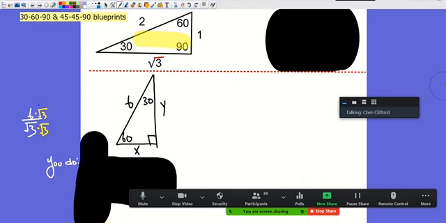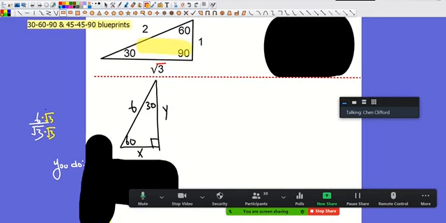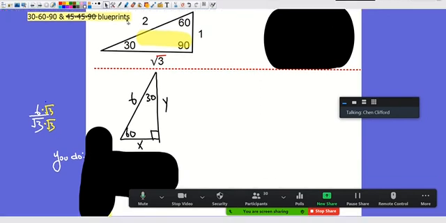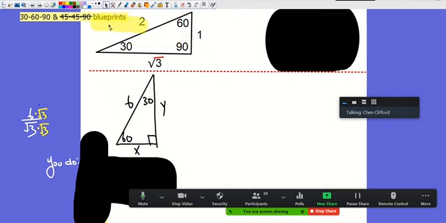Okay, so we're going to start just with 30, 60, 90 triangles. You don't even have to worry about 45, 45, 90 triangles. What I was going to say was this top part that's highlighted in yellow never changes from problem to problem. You're always going to use it.